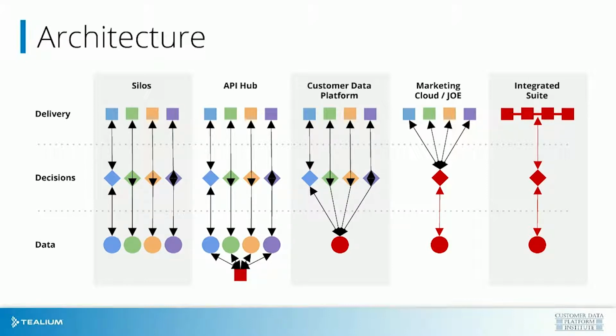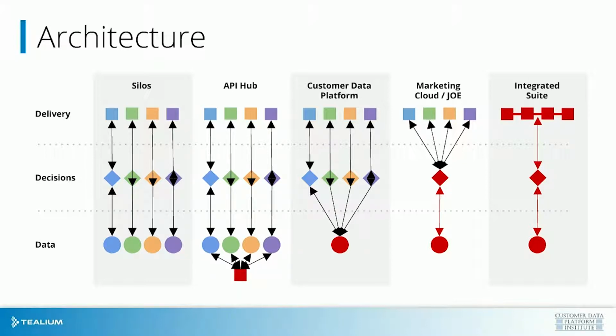Customer data platform says, let's build a single customer database. Let's get the data from those different systems as it happens and put it in one place, not in a bunch of different systems, and then have all those systems look at that same database, so it's inherently giving all the systems a consistent view.